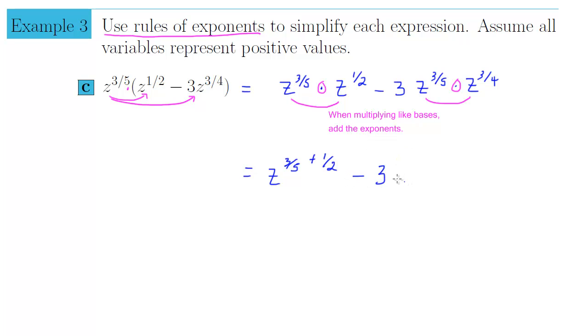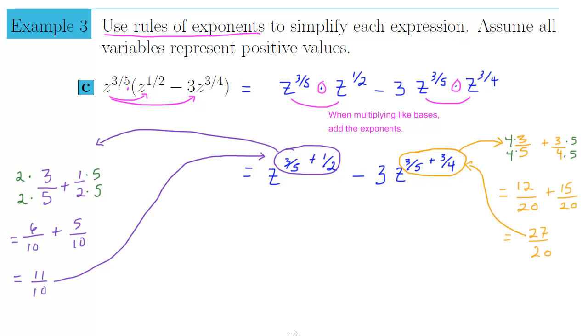Minus 3 times z to the, again, add these exponents, 3/5 plus 3/4. And then each one of these is a separate addition problem that you have to deal with. We have to do 3/5 plus 1/2, and we have to do 3/5 plus 3/4. So I'll take both of these aside and calculate them separately. So there's my work for the addition problems. 3/5 plus 1/2 ends up giving you 6/10 plus 5/10, which is 11/10. Then on the other side, 3/5 plus 3/4 ends up giving you 12/20 plus 15/20, which is 27/20.